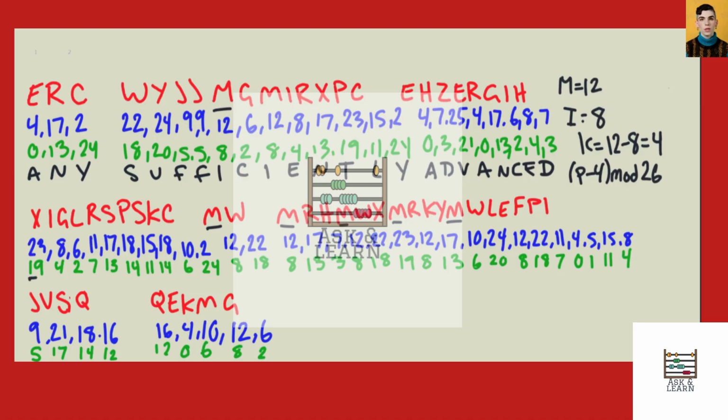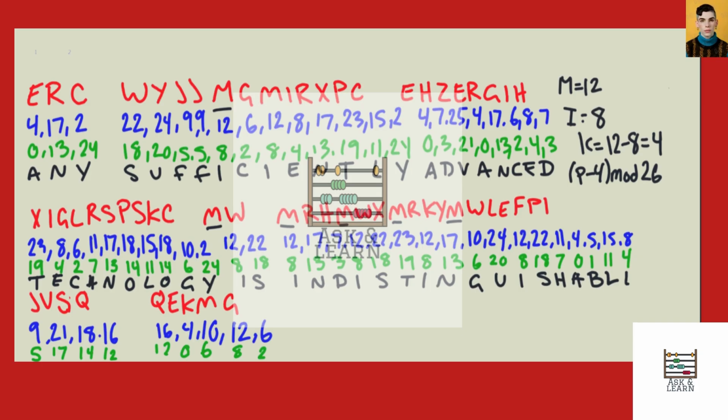Now here we'll be cramming it in a little. I apologize for that. 19 is T, 4 is E, 2 is C, 7 is H, 13 is N. So we have O, L, O, G, Y. I, S, I, N, D, I, S, T, I, N, G, U, I, S, H, A, B, L, E. Now I can't quite fit it under there, but the 5 becomes an F, 17 becomes R, 14 becomes O, 12 becomes M, and then the 12 is M, 0 is A, 6 is G, 8 is I, and 2 is C.